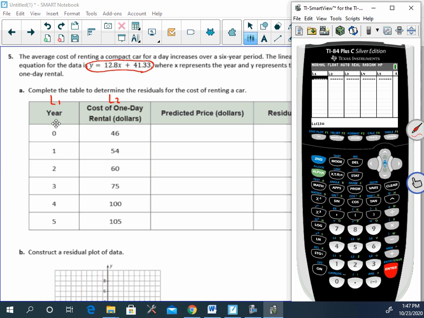Okay, so now that I have them cleared out, I'm going to put 0, 1, 2, 3, 4, and 5 in my L1. And then we go over to the L2, and we're putting our L2 data in, the 46 and 54 and so on.